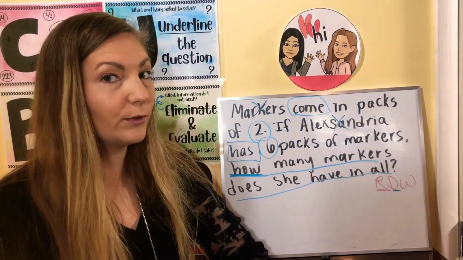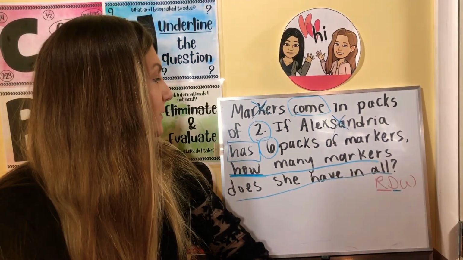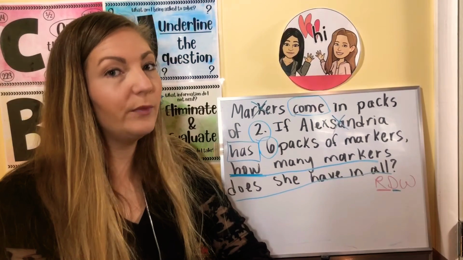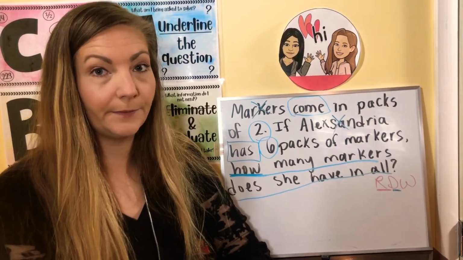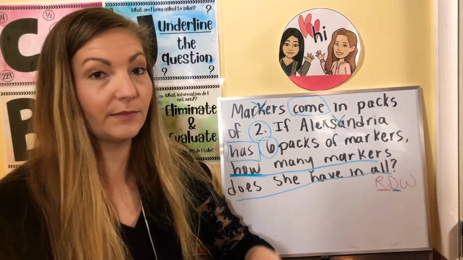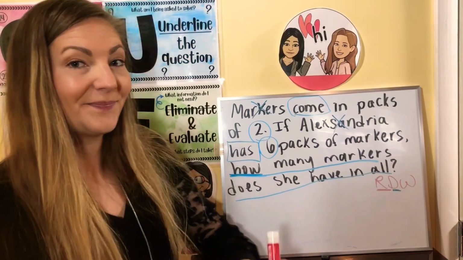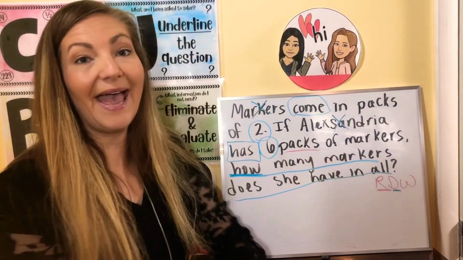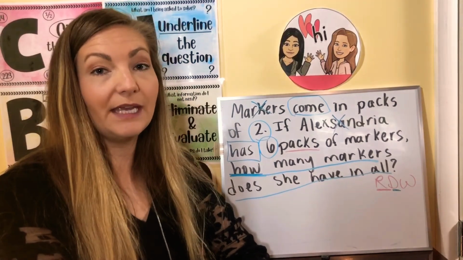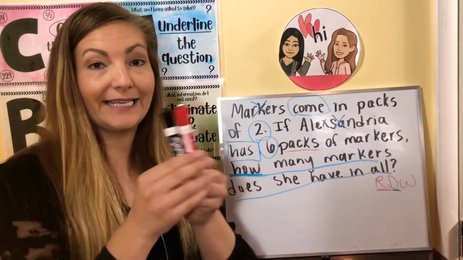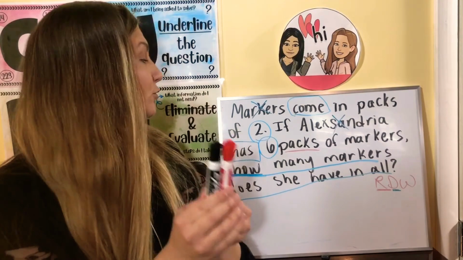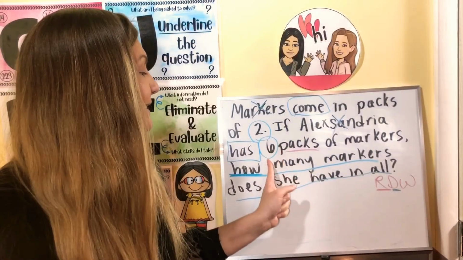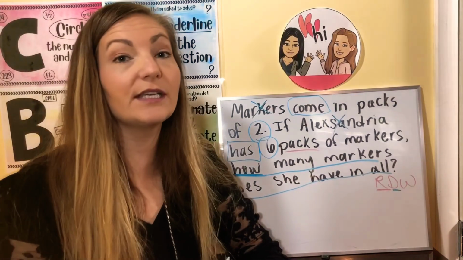It doesn't say the word groups anywhere in this word problem. But which word tells us that we're making groups? How do we know there are going to be groups and not just markers all by themselves? Did anybody find the word? This word here, packs, tells me that the markers come together in a group of 2. So I can already tell that I'm making 6 packs or 6 groups.